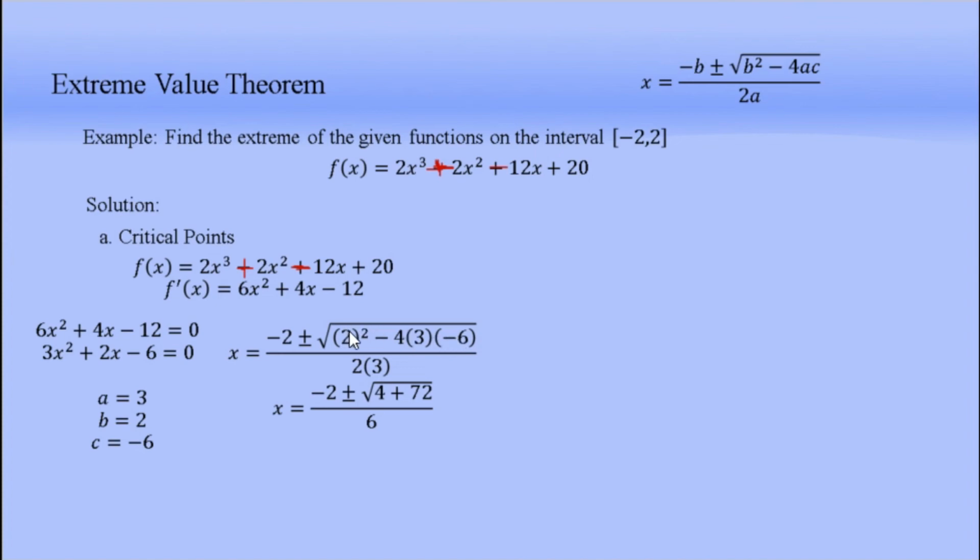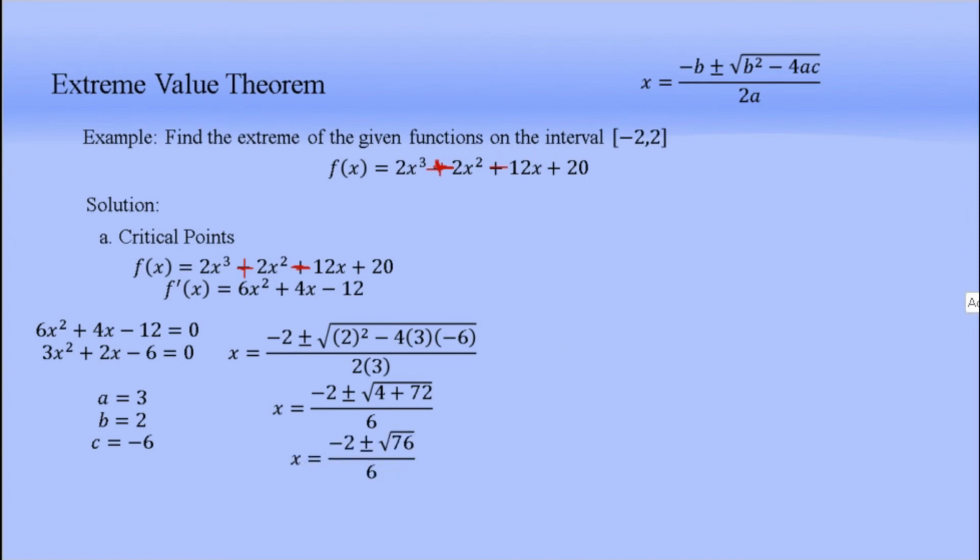Now we're just going to solve. First, what is inside the radical, the square root. So 2 squared is 4, and negative 4 times 3 times negative 6 is positive 72. So we're going to add 4 plus 72, that is 76.